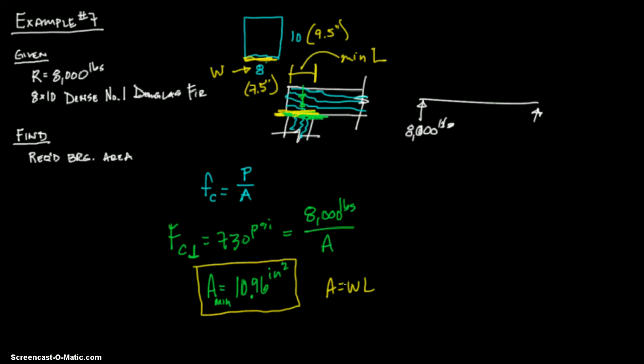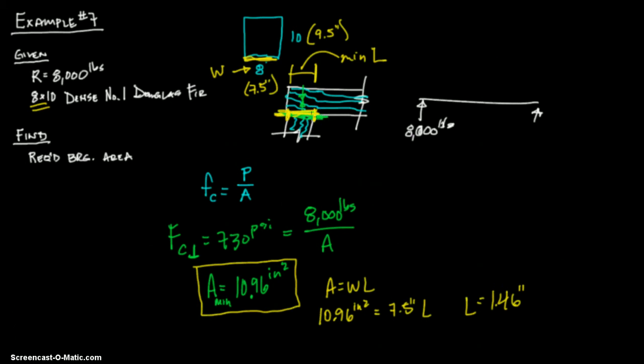So let's go ahead and fill that in. And we have 10.96 inches squared equals W, which we know is 7.5, since they've told us that we have an 8 by 10. And then we need to figure out L. Well, let's go ahead and solve for L now. And that's a pretty easy equation. 10.96 divided by 7.5 gets us 1.46 inches. All right, so in real life, this is what you need this dimension to be.